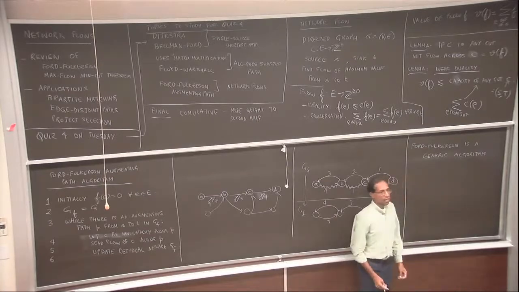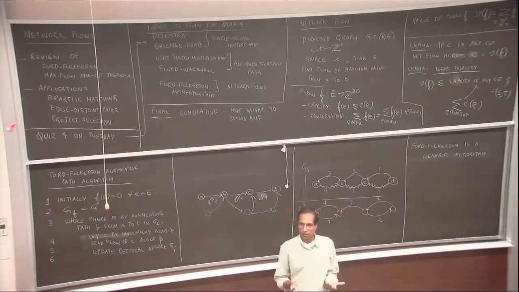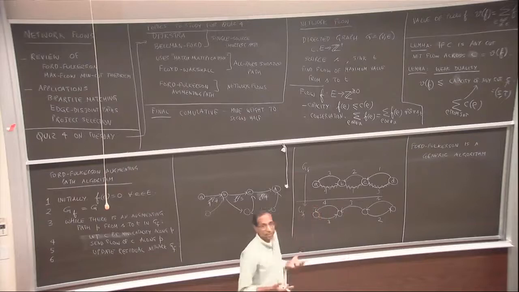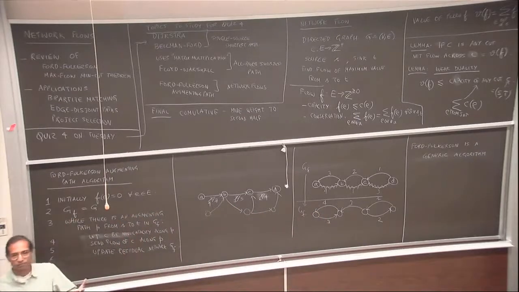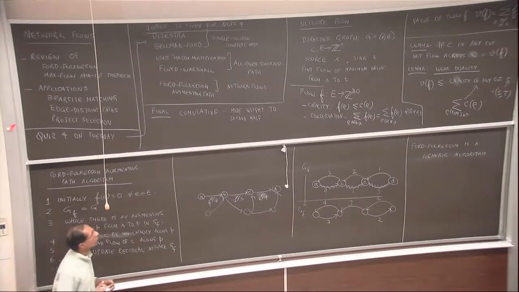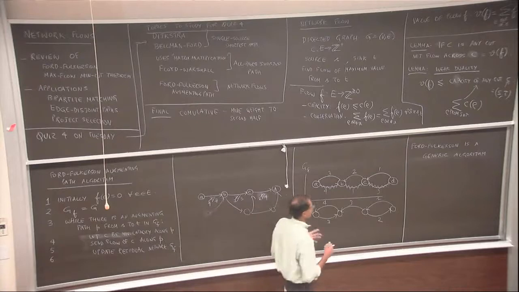It doesn't specify how to find these paths. You could use anything to find this augmenting path. What could you use to find an augmenting path? DFS. You could use DFS, you could do BFS, you could do any kind of exploration. So Ford-Fulkerson is a generic algorithm.